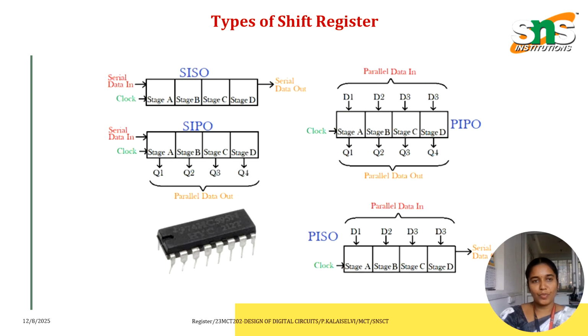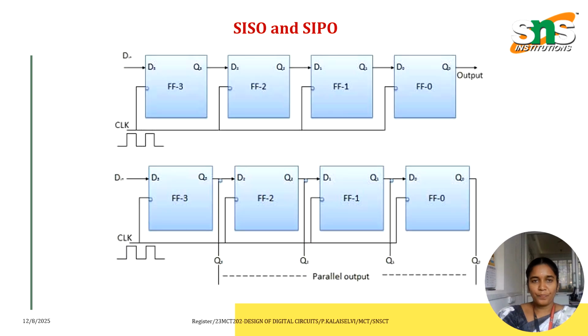In the shift register types, serial in serial out means the input data is serial and the output is also serial. SIPO means the inputs are serial, but we take the output in a parallel manner. Parallel in parallel out means the inputs are parallel and we get the output also parallel. And parallel in serial out means the inputs are parallel but the output is taken as serial. Okay, so we'll see one by one.